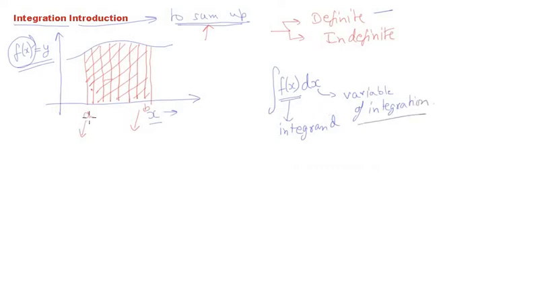And we know that a is the lower limit and b is the upper limit. So we put the lower limit and upper limit. Now this is known as a definite integral, right?